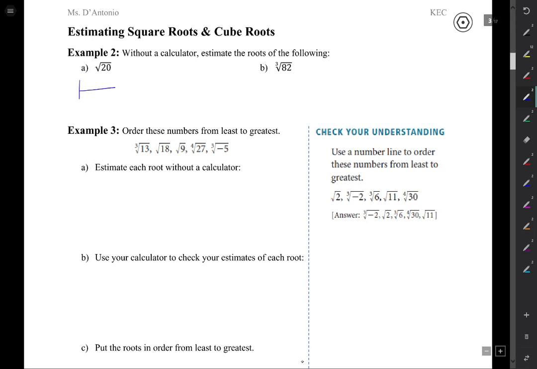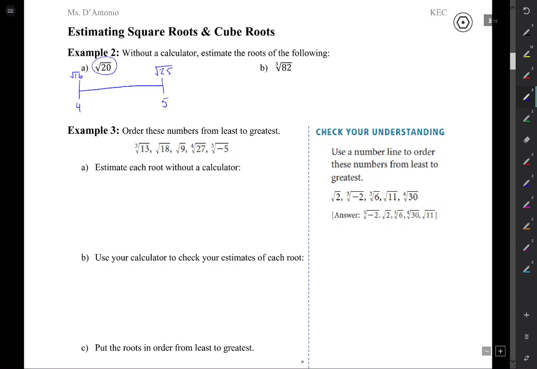What I would do is make a little number line here, and I would put the perfect square just below 20. In this case, it's 16. And then I would put the one just above 20, which is 25. Now I know the square root of 16 is 4, and the square root of 25 is 5.